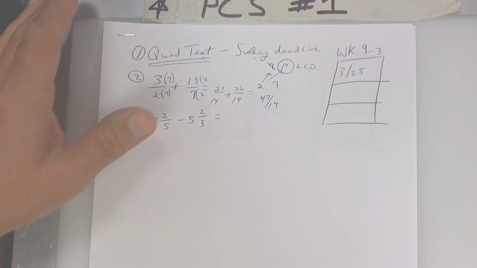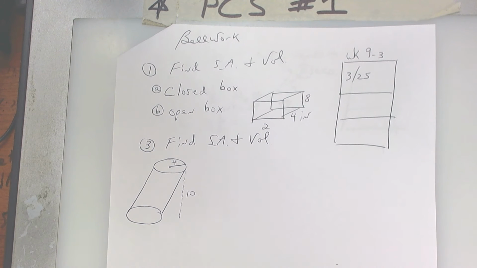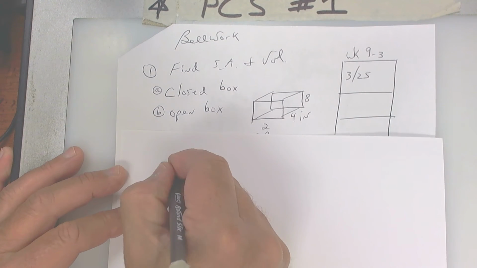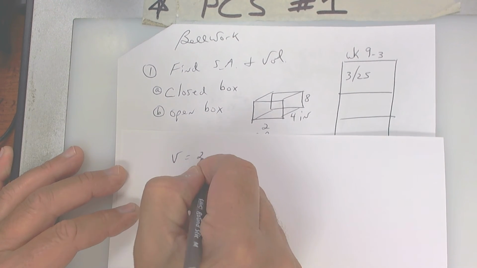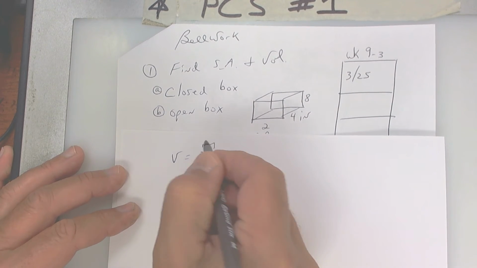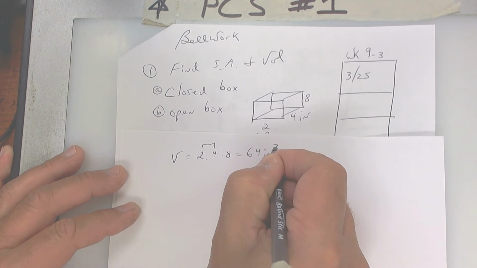All right, let's move on to geometry. All right, let's talk about this one. This one is find surface area and volume. Volume's the easiest, so I'm going to do that first. So length times width times height. So the volume, that's going to be 8 times 8 is 64 cubic inches.